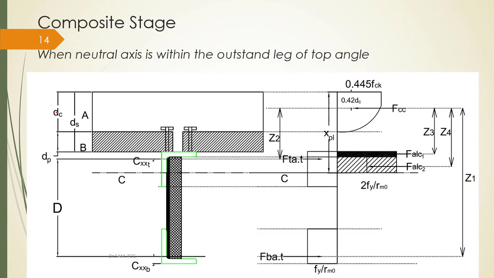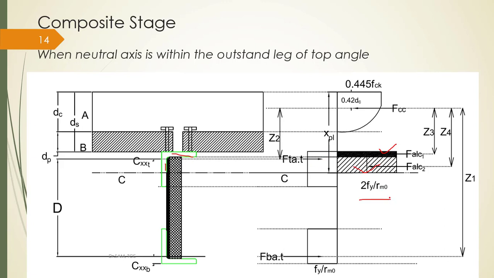Coming to the third category, that is the neutral axis within the outstand leg. Here, what happened? This portion is completely under compression, and some of the other portion is also under compression. Taking the same thing, here the area differs. We will take this area separately and this area separately. Now this is the stress in concrete, and we are correcting the stress with respect to the top angle. Here you have some tension and the same is to be added.